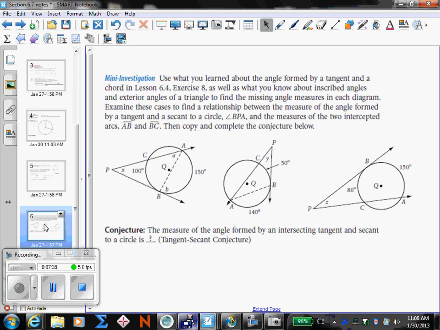Okay, one other thing we're going to talk about in this section, it's another mini investigation, which we've done several of these. What happens if the measure of the angle formed by an intersecting tangent with a secant line? So we've got a tangent and a secant. But this is going to work the same way as our last conjecture did. So we're going to take this big arc minus the little arc and divide it in half. So let's go to Sketchpad and do that.